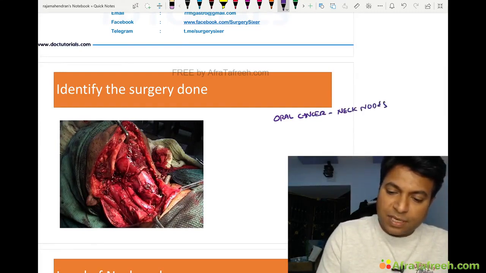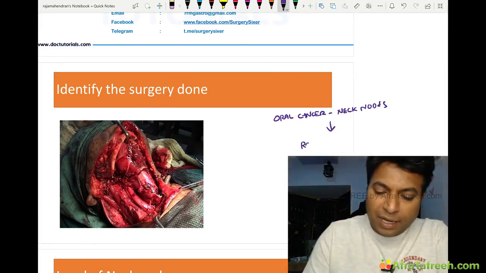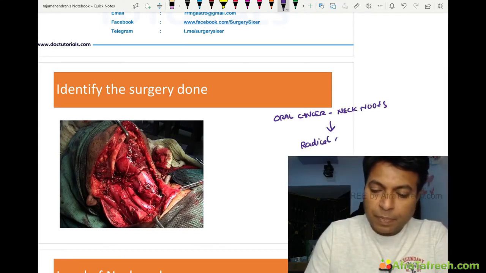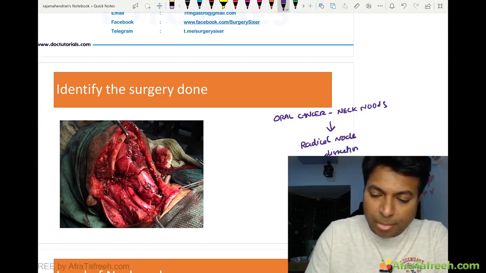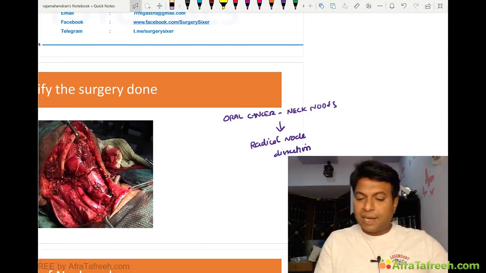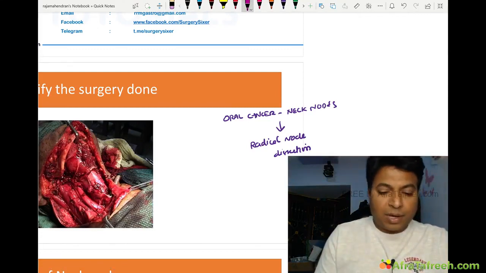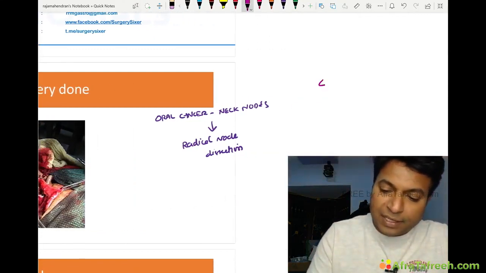What is the name of this surgery shown here? That's a question. So this is a surgery showing you a radical neck node dissection. So please don't forget it is a radical neck node dissection surgery shown here. So in a radical neck node dissection, what are the things we are doing here? It's a highly expected MCQ from oral cavity topic. So in a radical neck dissection, what are the levels of neck nodes removed?